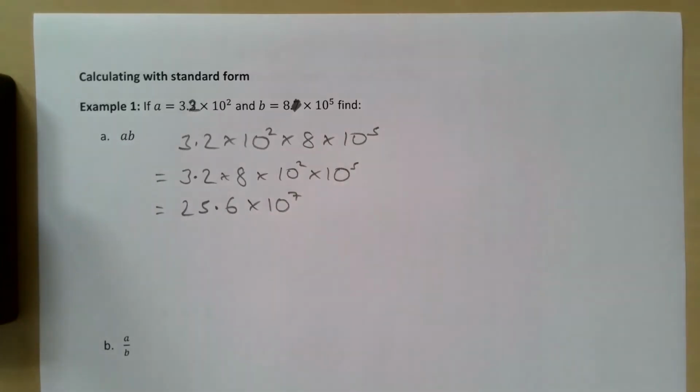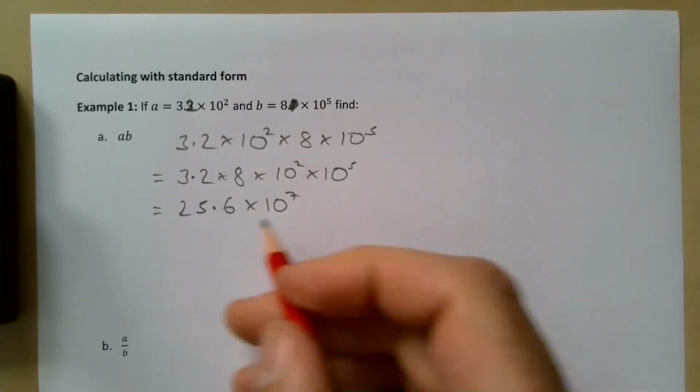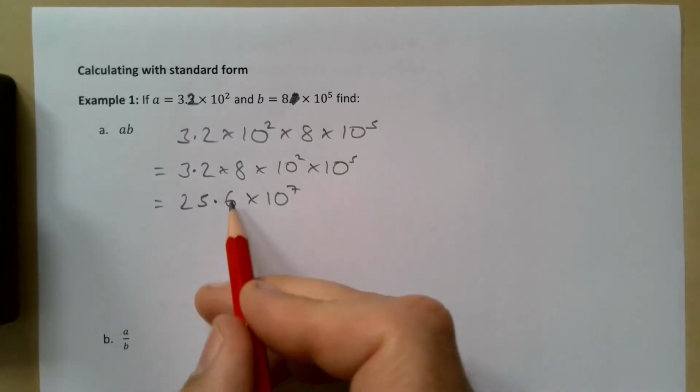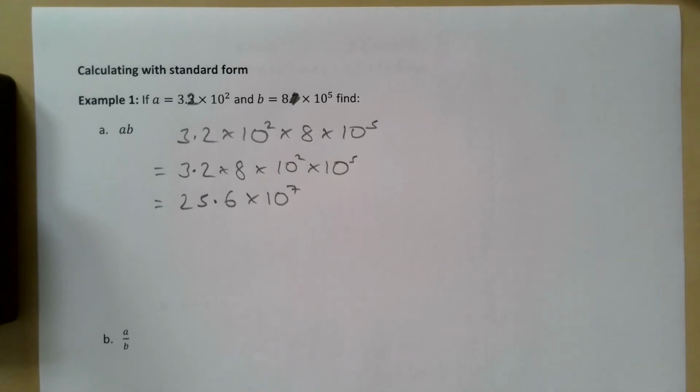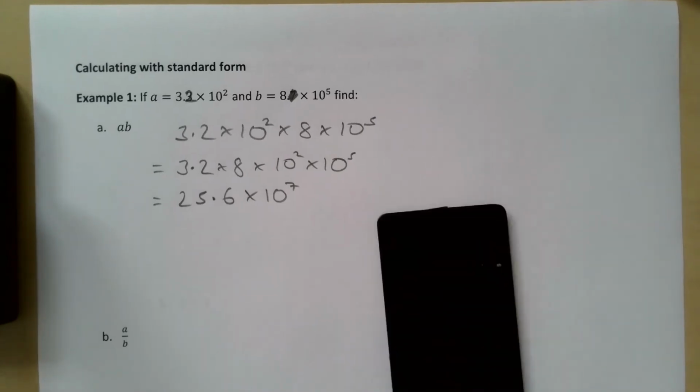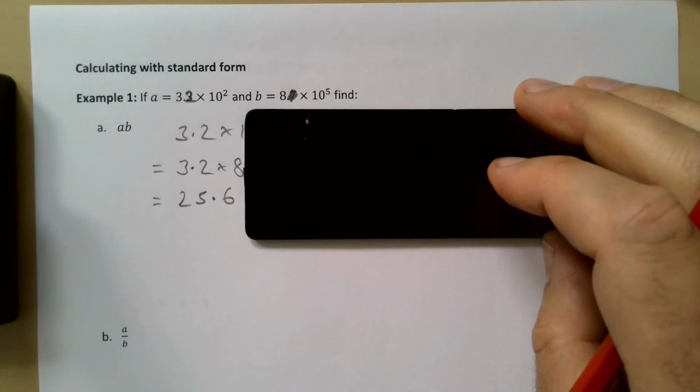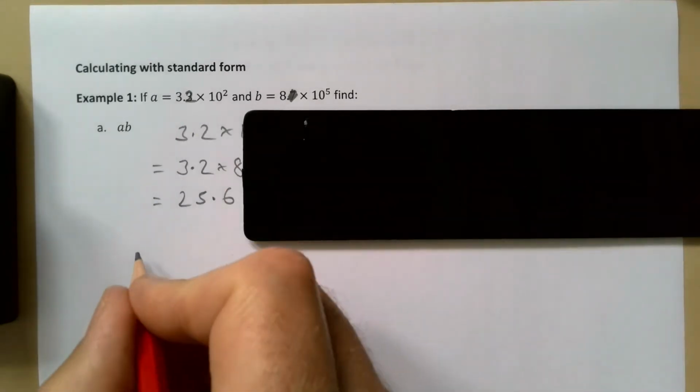We're almost there. We have a problem here. This almost looks like standard form, but this number here isn't in standard form, so we need to write it in standard form. So it's a bit like one of the questions in the first example. I'm actually going to cover this over. This sort of tends to confuse people a bit. How do I write 25.6 in standard form?